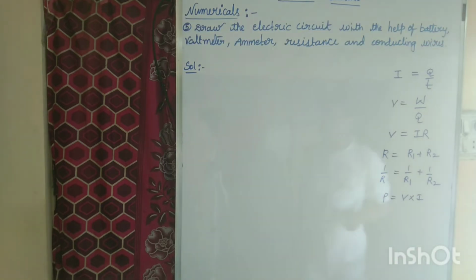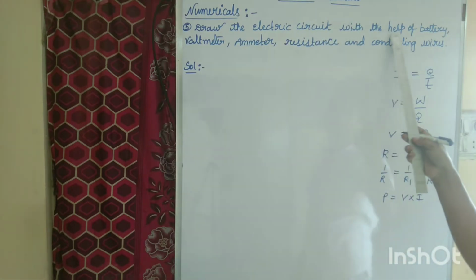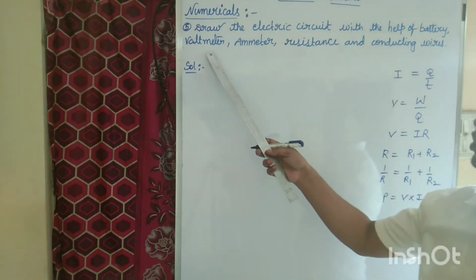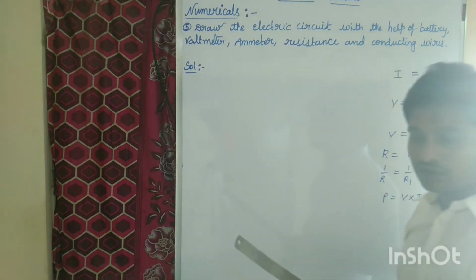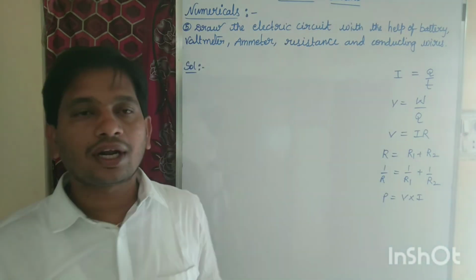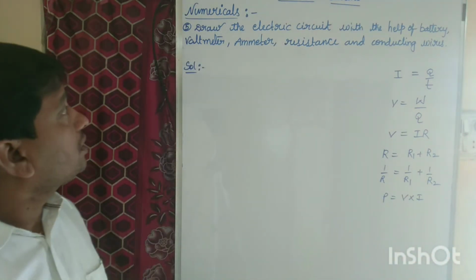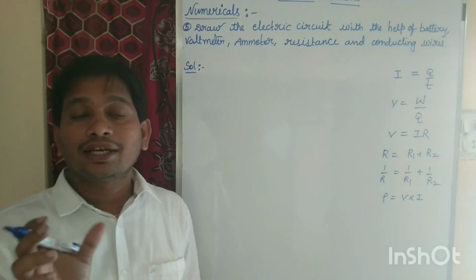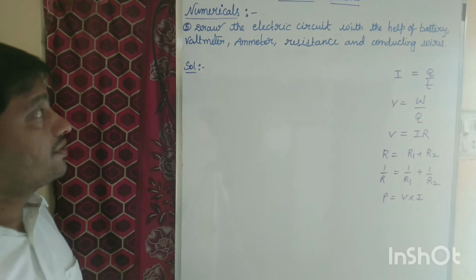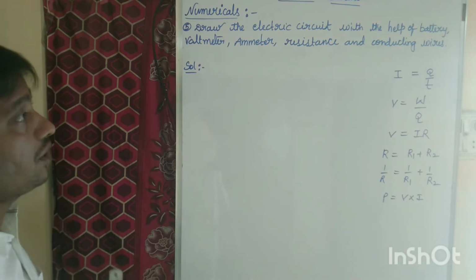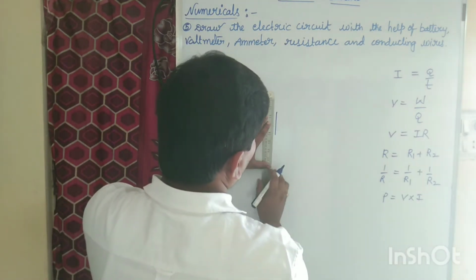Now if you see fifth one, draw the electric circuit with the help of battery, voltmeter, ammeter, resistance and conducting wires. Okay, here they are asking to draw the electric circuit diagram, basic electric circuit diagram. In third question we did setup of V by I is a constant for an electric conductor. That is different and this is different. Simple electric circuit diagram we need to draw with the help of battery, right? So this is the battery.